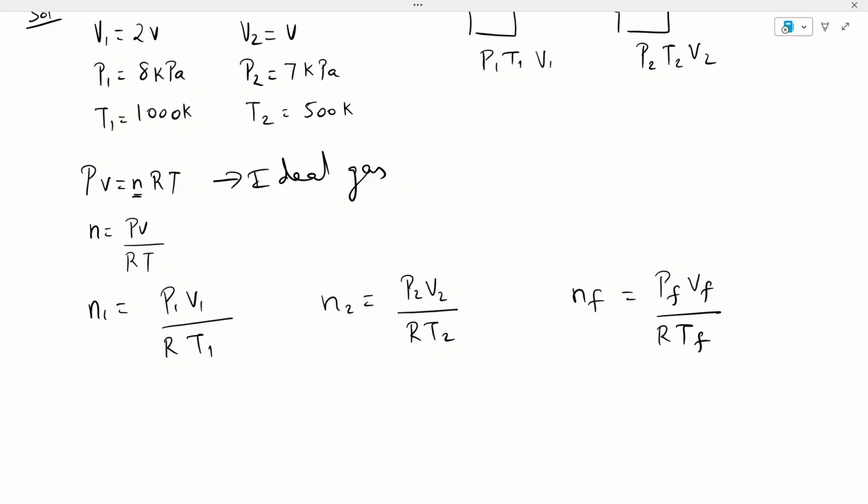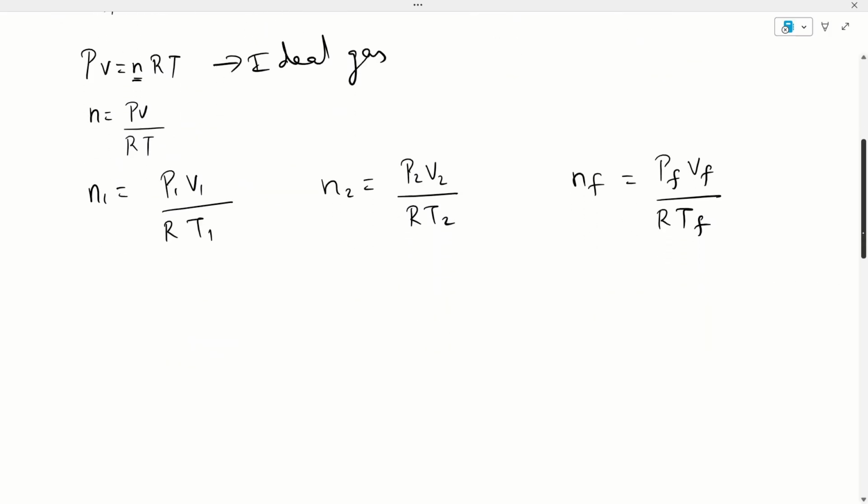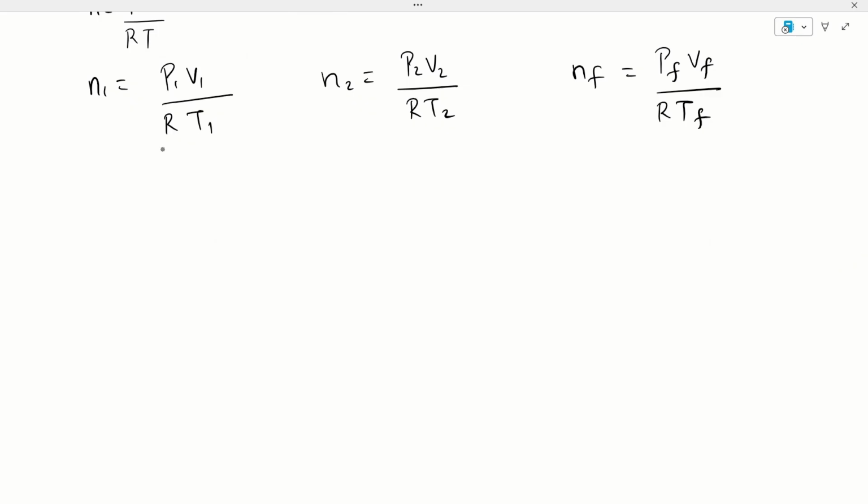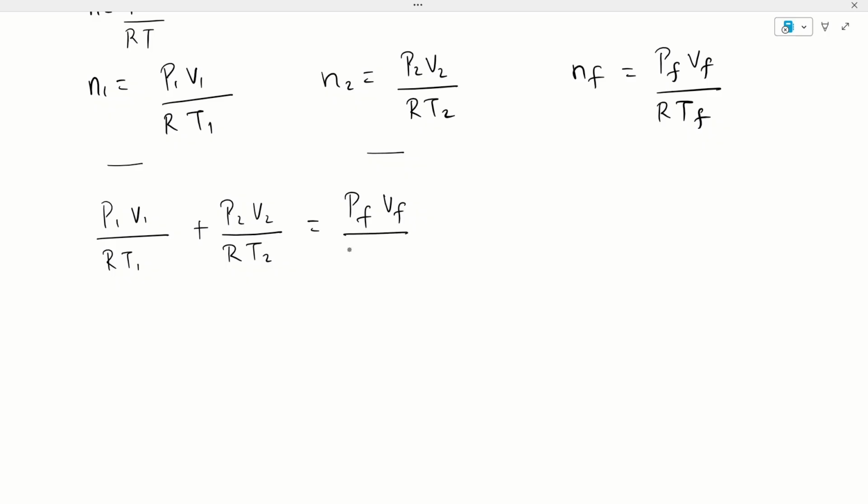What are we going to do now? We are going to connect both vessels. When we connect them, the moles in vessel 1 and the moles in vessel 2 will add. When they add, we get P1 V1 by R T1 plus P2 V2 by R T2. Together this gives the final pressure times final volume by gas constant times final temperature. So this is what we will obtain at the end after connecting both the vessels.